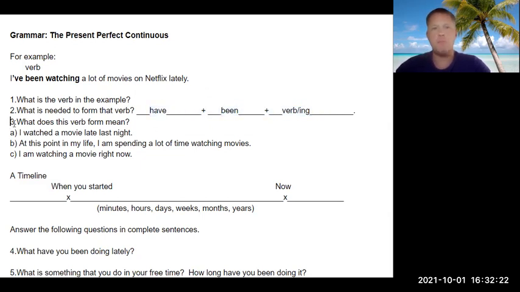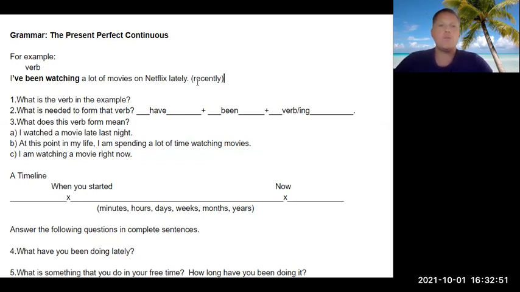All right, so what does this mean? I've been watching a lot of movies on Netflix lately. Does it mean A, I watched a movie late last night? B, At this point in my life, I am spending a lot of time watching movies? Or C, I'm watching a movie right now. So lately does not mean late, it means recently.